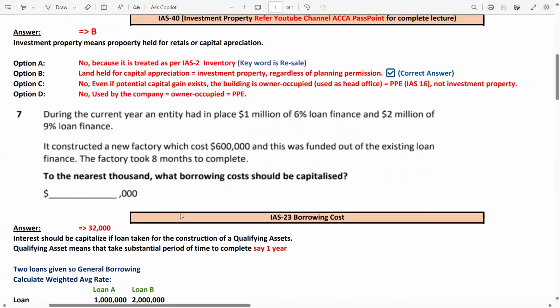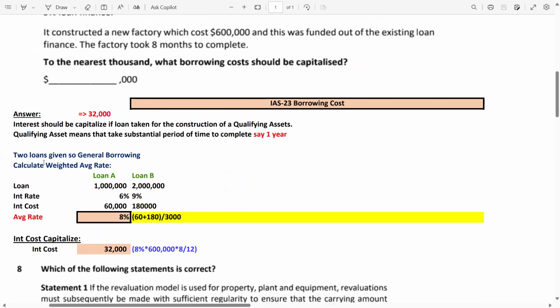Wait, I am here for you. Now guys, two loans given, so general borrowing. Calculate the weighted average rate. Let's say loan A and loan B. Loan A amount is 1 million, loan B amount is 2 million, given in the question. Now the interest rate for loan A is 6%, loan B is 9%. Interest cost, just multiply both: 60,000 and 180,000.